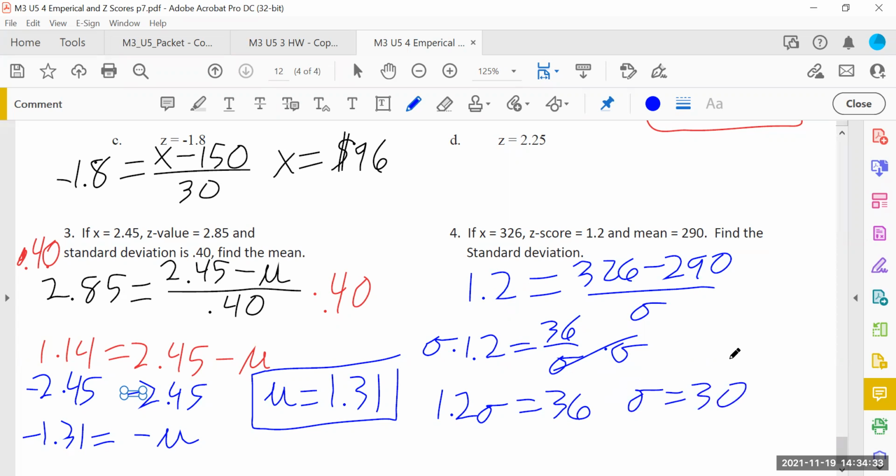We divide 36 by 1.2 and we get 30. That's sigma, that's the standard deviation. The other symbol is mu.